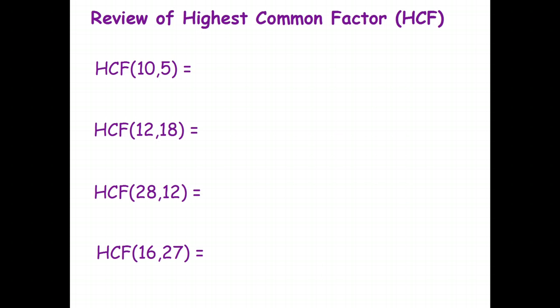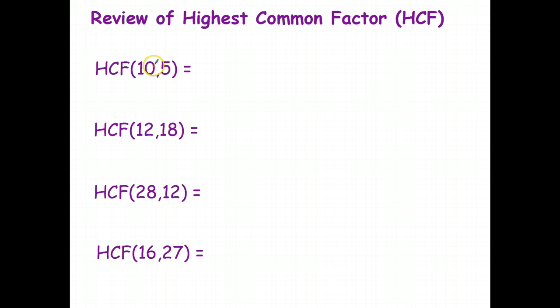Now, the first thing you have to recall, you've learned this already in primary school, is if you have two or more numbers, in this case, two numbers, 10 and 5, what is the highest common factor, or HCF? Well, the factors of 10 are 10 times 1 and 2 times 5, and the factors of 5 are just 5 times 1. So the highest common factor is the largest number that's a factor of both 10 and 5.